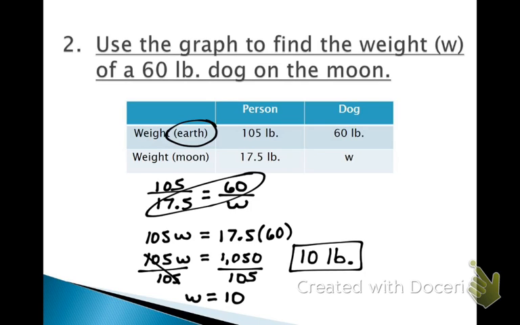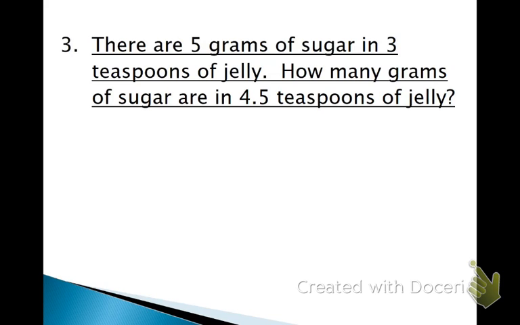Okay, let's go to the next one. Problem number 3. There are 5 grams of sugar in 3 teaspoons of jelly. How many grams of sugar are in 4.5 teaspoons of jelly? In order to do this, I want to have a proportion. I'm going to set 2 ratios equal to each other to find out how many grams of sugar are in 4.5 teaspoons of jelly. Who can tell me the first fraction that I'm going to write given the information that my story problem has given me? 5 grams. Okay, 5 grams over what? 3. Over 3 teaspoons.